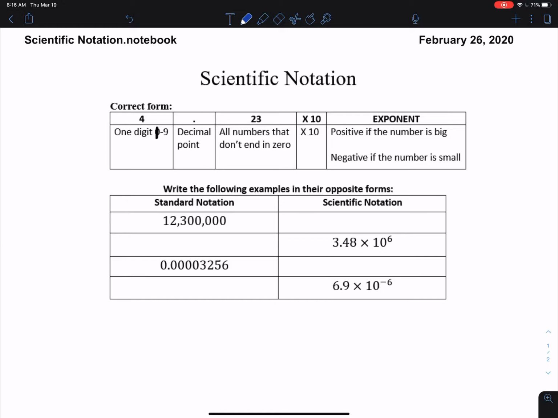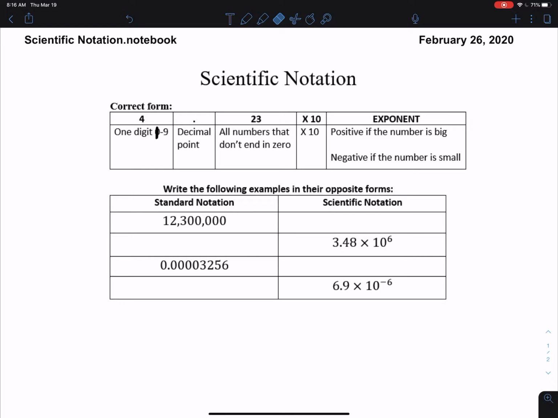Scientific notation can be used to describe very large numbers and very small numbers. To write a number in scientific notation in the correct form, we need to start with a one-digit number that's between 1 and 9, including 1 and including 9. Then we'll have the decimal point. All numbers that don't end in 0 will multiply by 10 raised to an exponent. That exponent will be positive if the number is big and negative if the number is small.